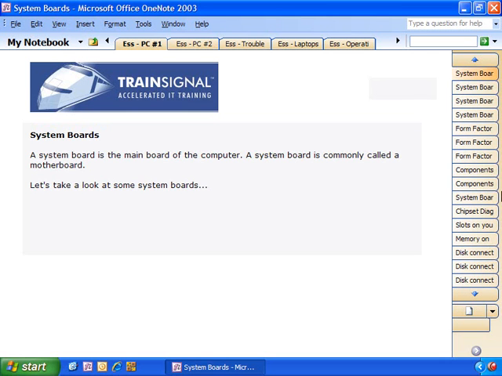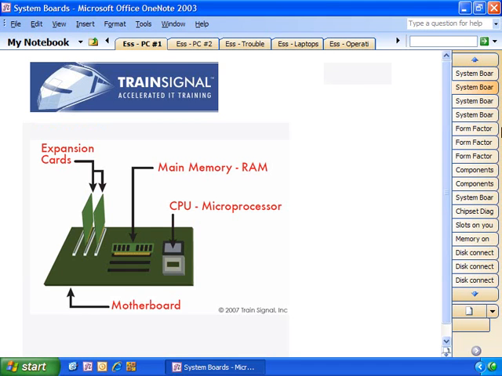All right, so you saw some common pictures of motherboards or system boards. So let's take a look at a little bit more generic diagram of what a system board looks like. So here you have this motherboard or system board. You have your main memory, your RAM, that connects into the system board. That's where the computer works with its data when it's in use.